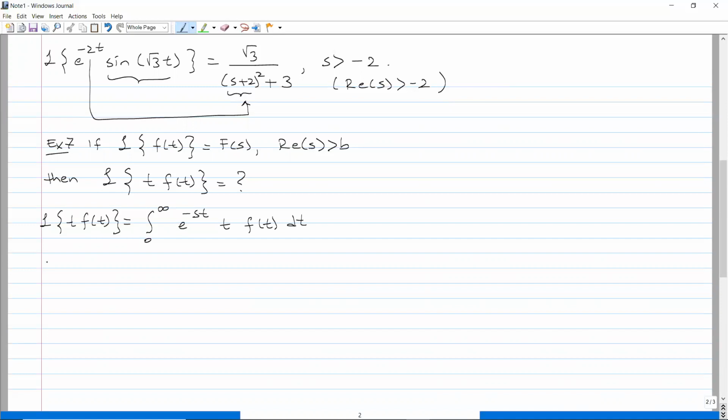Okay, what is the definition of the Laplace transform of the function f? 0 to infinity e to the minus st f of t dt. So I need to find a transformation which transforms one of these integrals into the other. And here it turns out to be taking the derivative of this integral with respect to s. So I take the derivative of this function with respect to s.